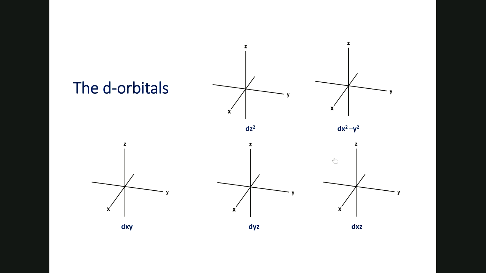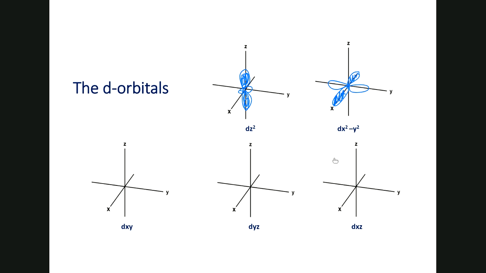All right, so I said before that the dz squared is going to be on the orbital itself, directly on the z, with some contribution in the x and y. The dx squared minus y squared is going to be directly on the x and y axes. And the dxy, dyz, and dxz, as the names suggest, are going to be in between the orbitals.